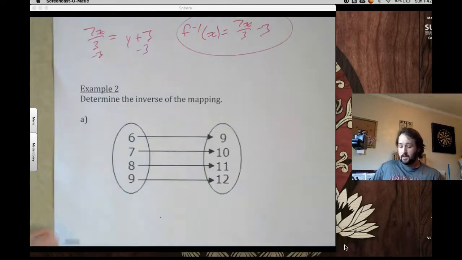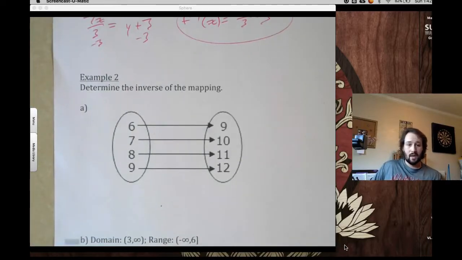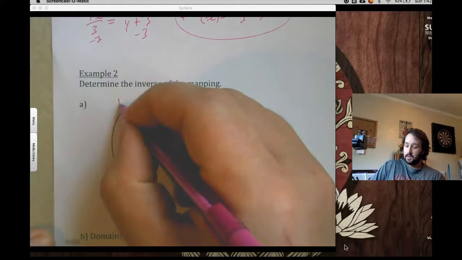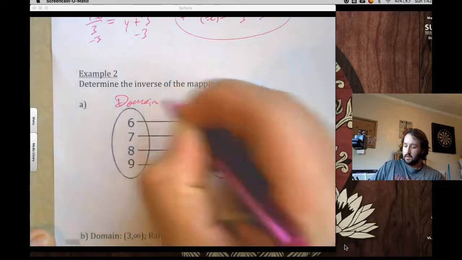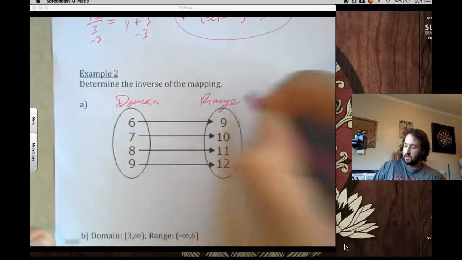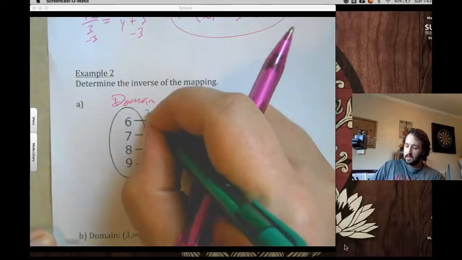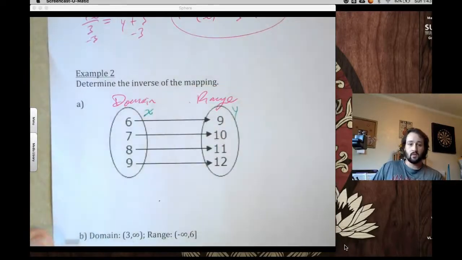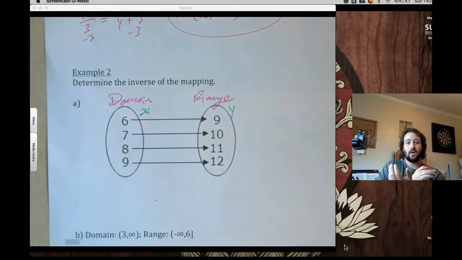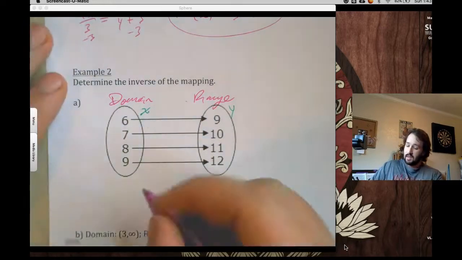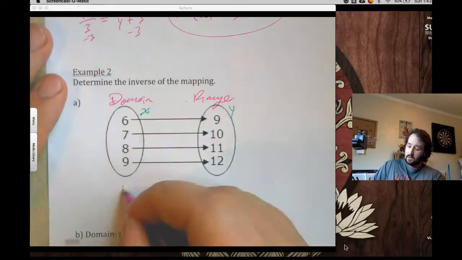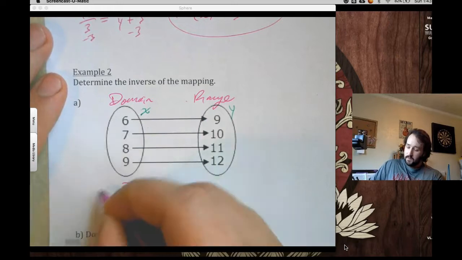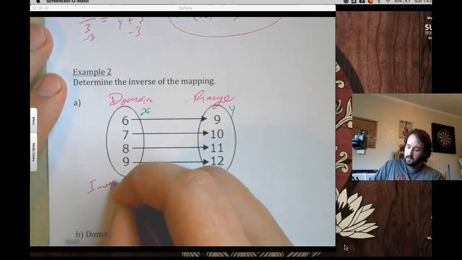All right, so determine the inverse of the mapping. So what is happening here is this is our domain, this is our range. Don't forget the domain means the x values, the range means the y values. So if I am just switching the x and y every time I have an inverse, the inverse mapping would now be the domain. This is the inverse.